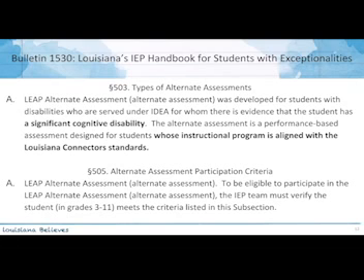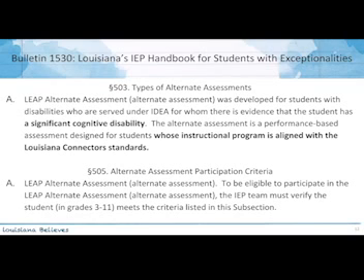Section 505 now includes an introductory paragraph prior to listing the 3 criteria that need to be met for alternate assessment participation eligibility. Section 505 is titled, The Alternate Assessment Participation Criteria, and now reads, LEAP alternate assessment. To be eligible to participate in the LEAP alternate assessment, the IEP team must verify the student in grades 3 through 11 meets the criteria listed in this subsection.